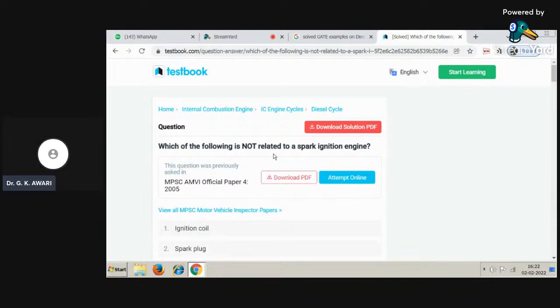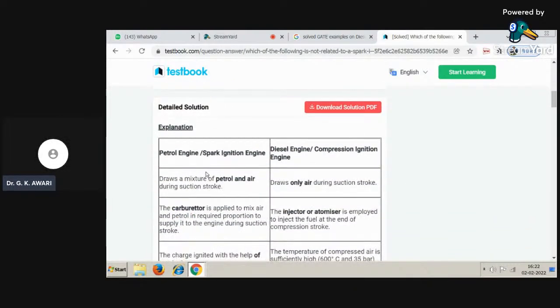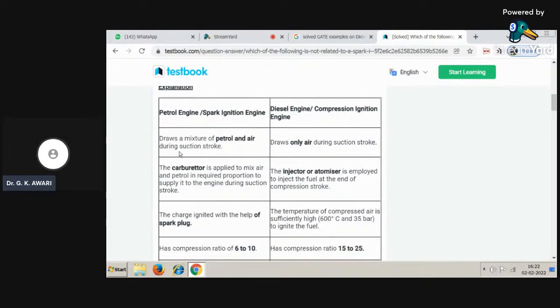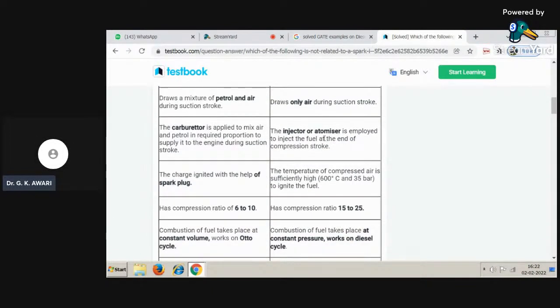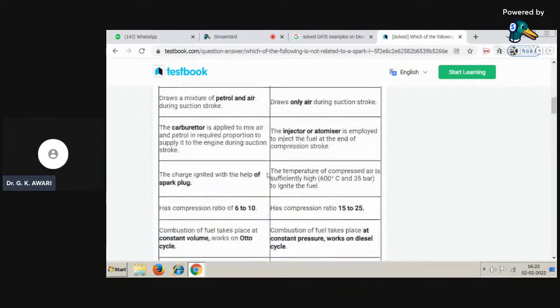Which of the following is not related to the spark ignition engine? That is ignition coil, spark plug, fuel injector, or carburetor. So naturally, ignition coil, spark plug, and carburetor are used in the SI engine, but a fuel injector is not required. So for the petrol engine, the spark ignition engine, you know the differences which you have studied now. Petrol and air mixture is sucked during the suction stroke. Here, the injector or atomizer, here the carburetor is there, here the spark plug is there. Compression ratios are very high compared with the petrol engine and all these things.